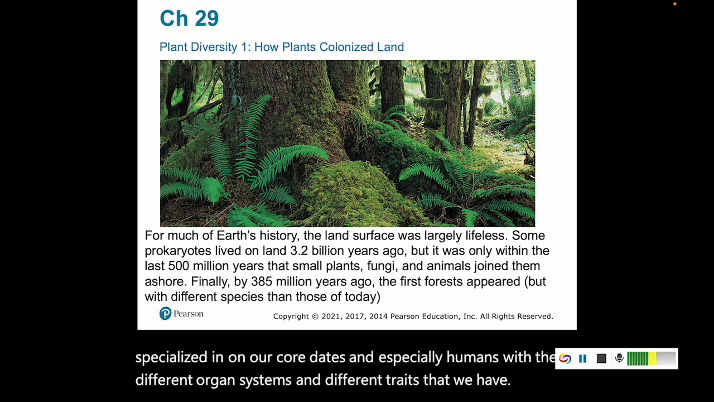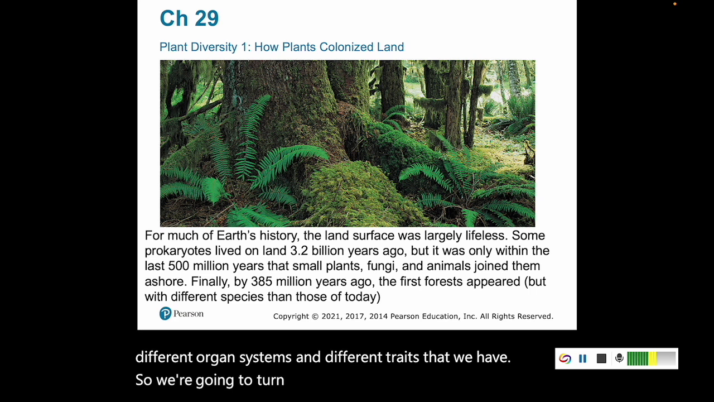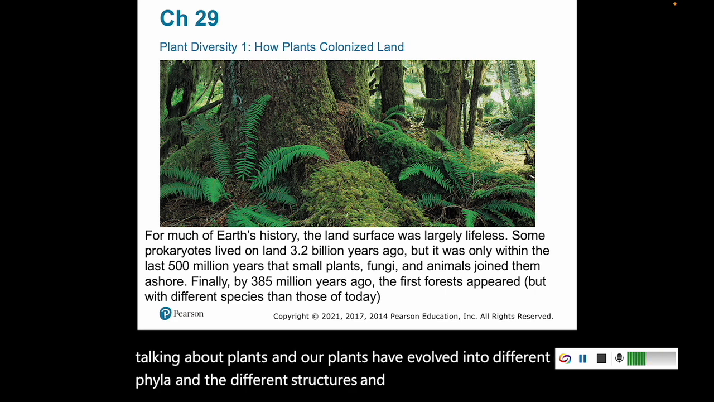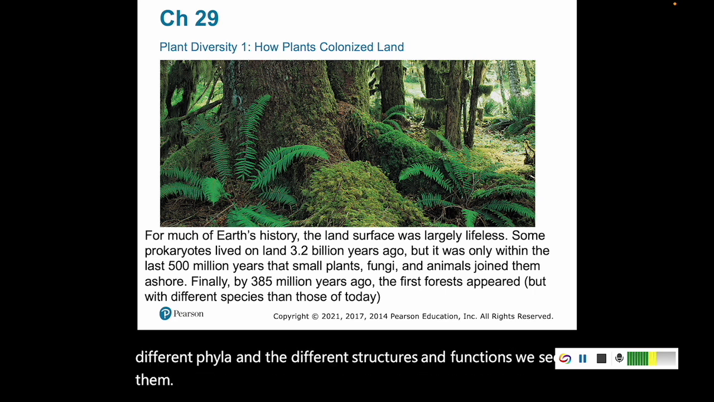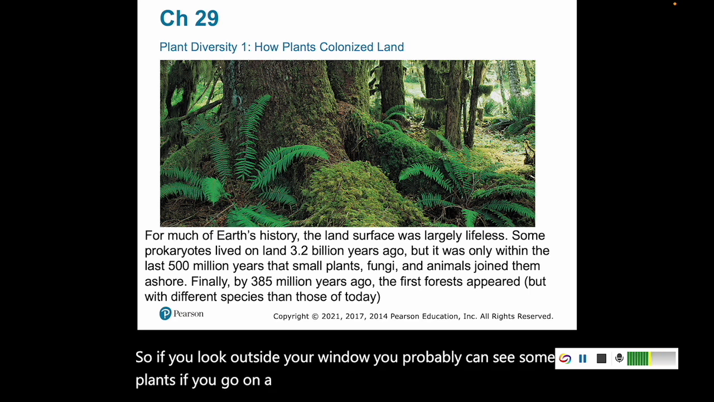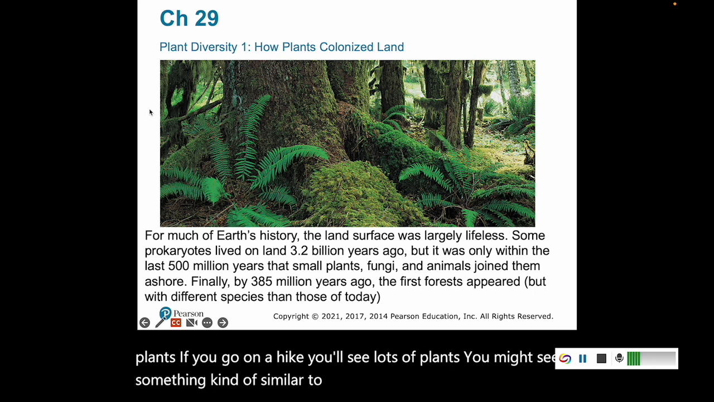So now we're going to turn to plants and spend the rest of our semester talking about plants and how plants have evolved into different phyla and the different structures and functions we see in them. If you look outside your window, you probably can see some plants. If you go on a hike, you'll see lots of plants. You might see something kind of similar to this picture.